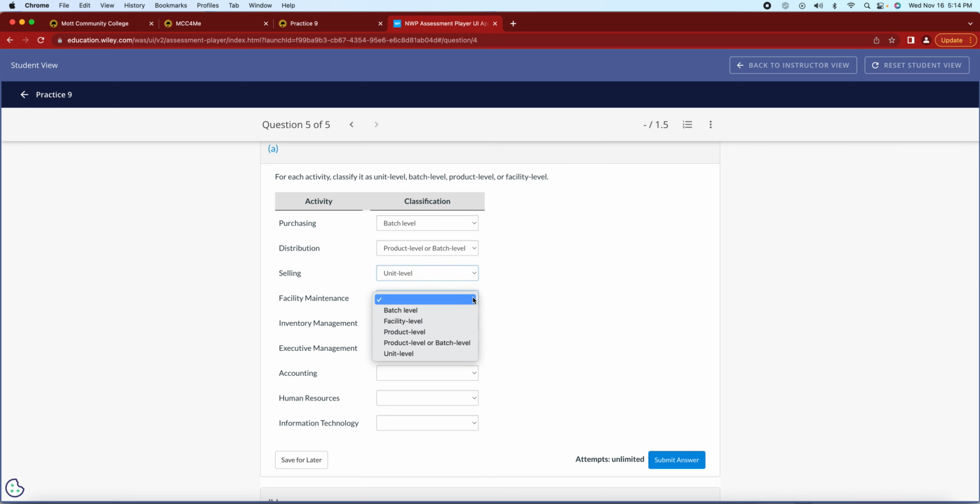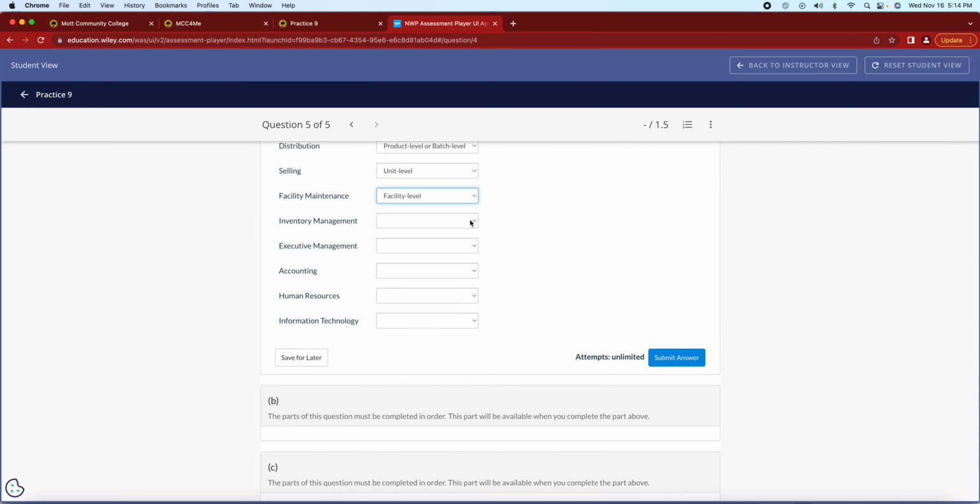Facility maintenance, that one's a little obvious: facility level. Inventory management. Now, inventory management happens at the product level because we're talking about inventorying a complete product line, not each batch, not each package, but the entire product line, product A's inventory level, all of the costs associated with that. Executive management would be something that we consider to be facility level.